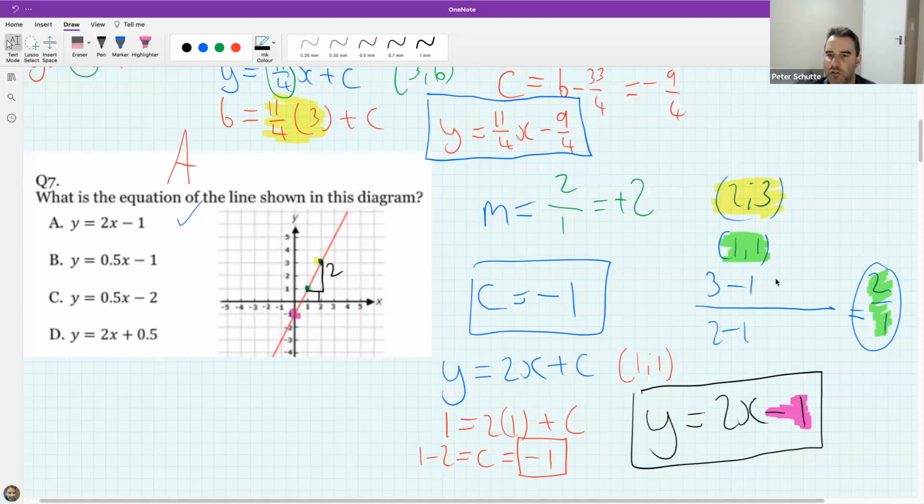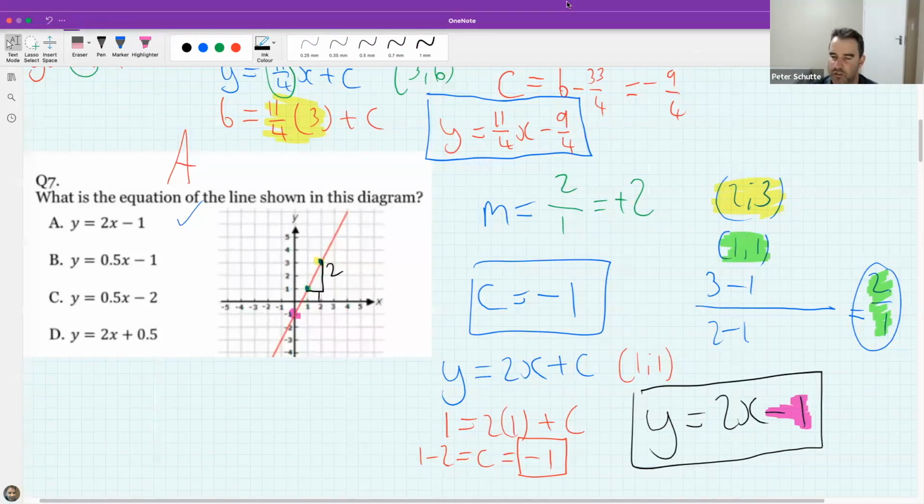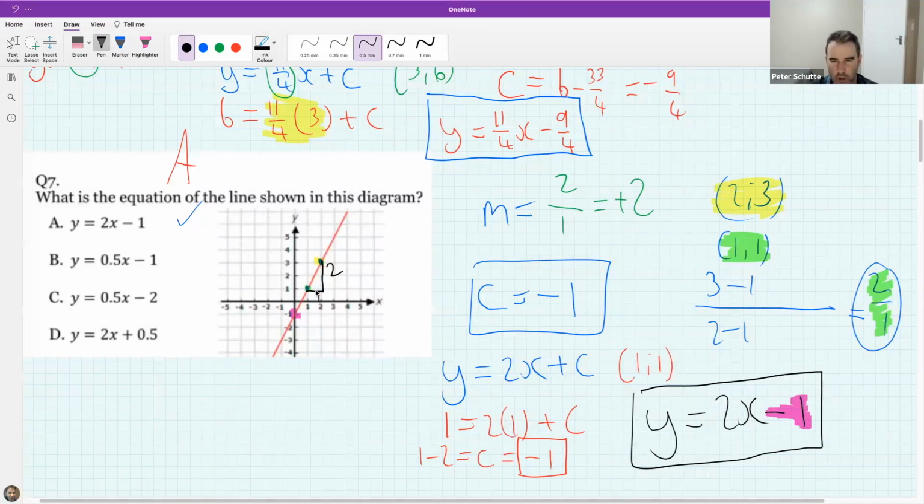Okay, let's go to Lomex's question. Lomex, what's your question? My question is, how did you get 2? Because I still don't understand how you got 2. Okay, so the 2 is the gradient. Are you happy with the fact that m is the gradient, like in a straight line?